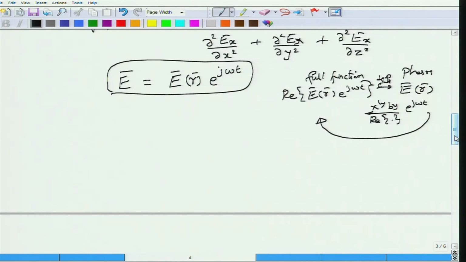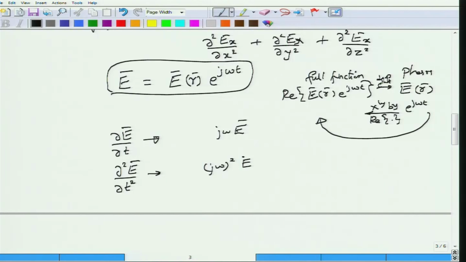So what would happen to this del E by del t now? Because E of r is independent of time, when you apply the del by del t operation onto E of r, nothing would happen. But when you apply del by del t to e power j omega t, it will pull out j omega into e power j omega t. So this becomes j omega into E. If you differentiate once more, this is just as good as multiplying by j omega twice, that becomes j omega square into E, which is minus omega square E.